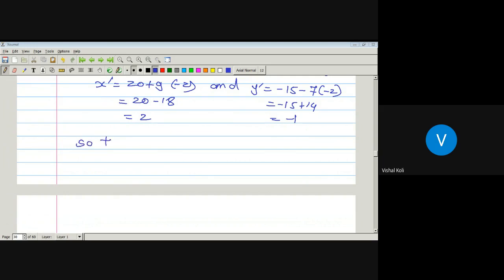So the given equation has no positive solution. Okay.